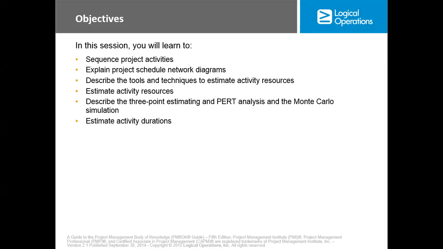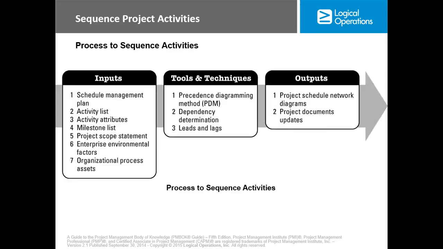Now, moving further, this is the process of sequence activities, and the inputs we have are the schedule management plan, schedule activity list, activity attributes, milestone list, project scope statement, enterprise environmental factors, and organizational process assets. So these are the things that we'll be covering in this particular process of sequence activities.